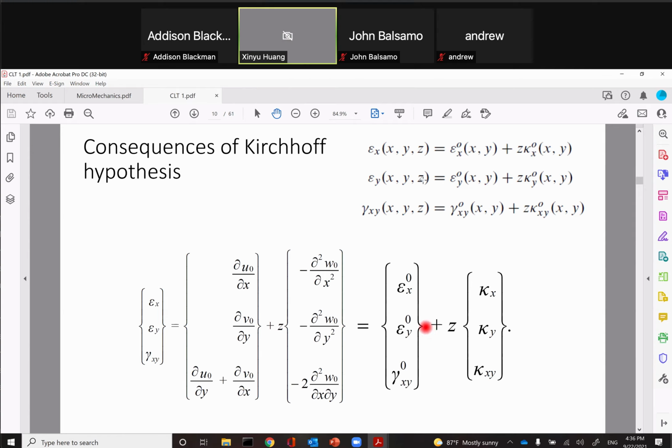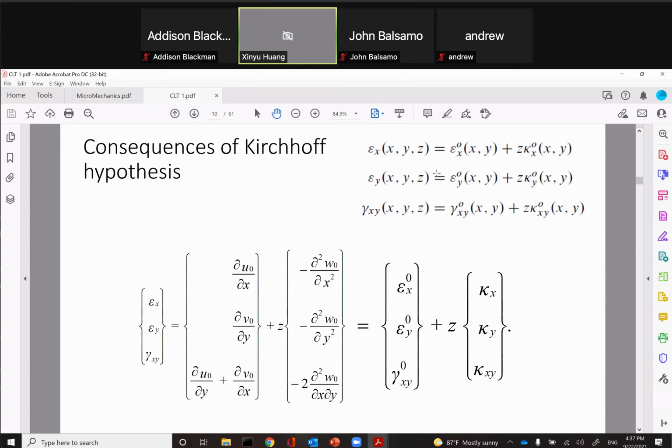This actually results in great simplification when you later on do the calculation. So it almost reduces the dimensionality of the problem. It's a 3D problem. You reduce it to almost a 2D problem plus the distance. You can just follow the midplane. Basically, how the midplane moves and distorts tells you how other material below the midplane would behave. This is what it means. So midplane strain plus curvature multiplied by a distance.